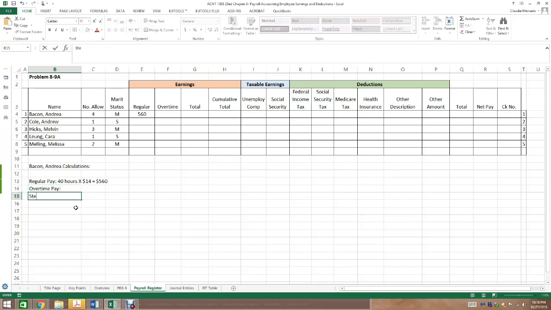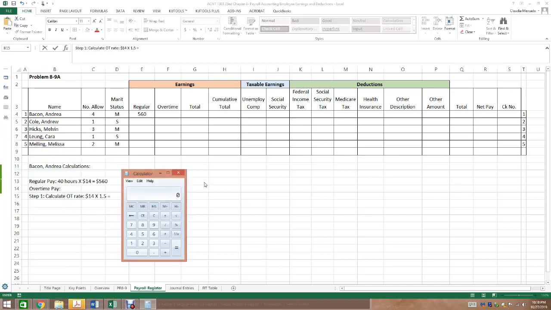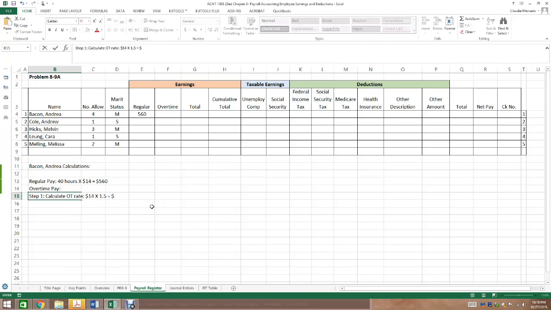Step 1, calculate overtime rate. That is going to be my regular pay, which is $14 times 1.5. So let me get my calculator out. $14 is my regular pay. Time and a half is 1.5. You multiply it. That's going to give me $21. So any hour that I work over my 40, I am going to get paid $21 an hour.